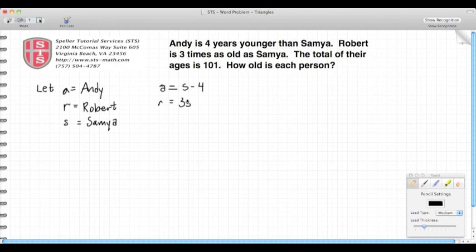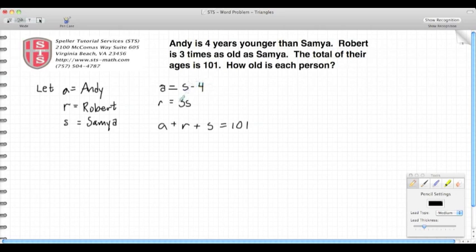Our next to last sentence says that the total of their ages is 101. So we don't know Andy's age yet, so we're just going to leave that as A. We don't know Robert's age, so that's R. And we don't know Samaya's age, so that's S. But we do know that Andy plus Robert plus Samaya is equal to 101.